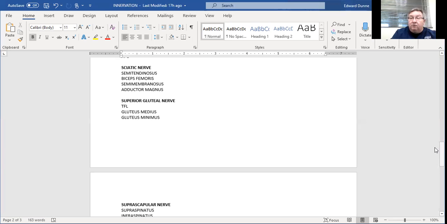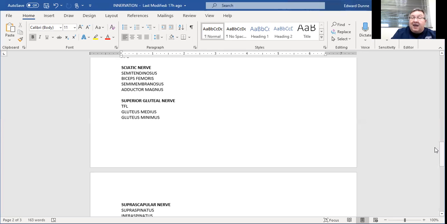The semimembranosus is another one of the hamstring muscles. This muscle also is on the medial side, but in comparison to semitendinosus, it's deeper. It's harder to palpate. Biceps femoris is the hamstring muscle located on the lateral side of the body.